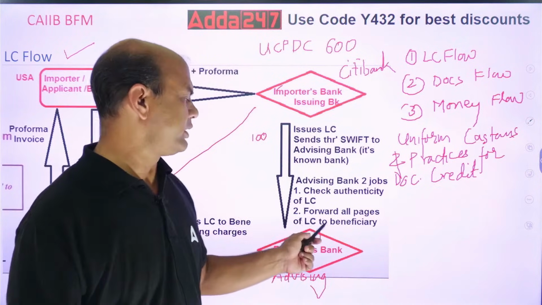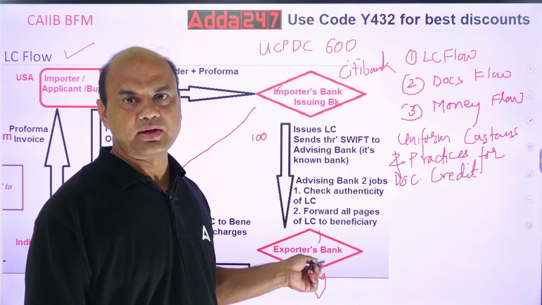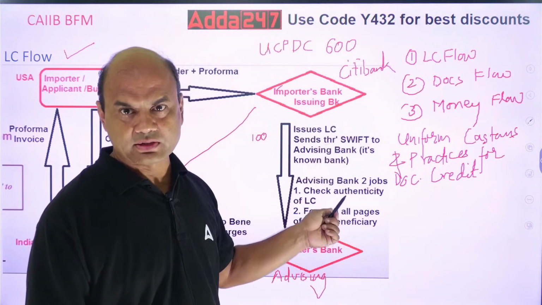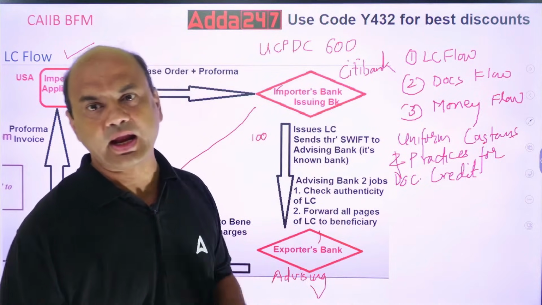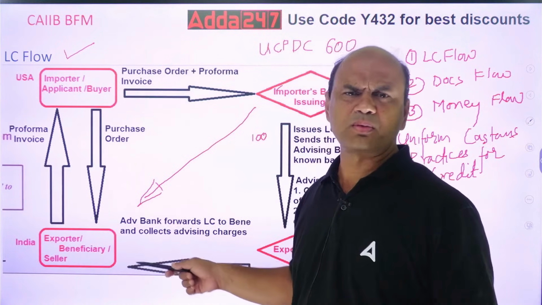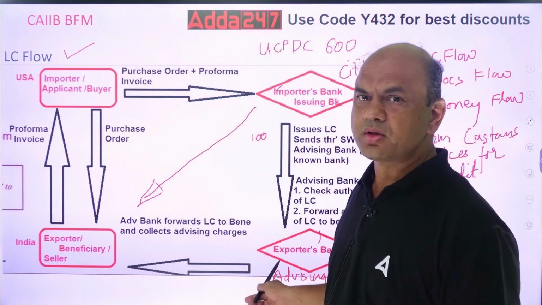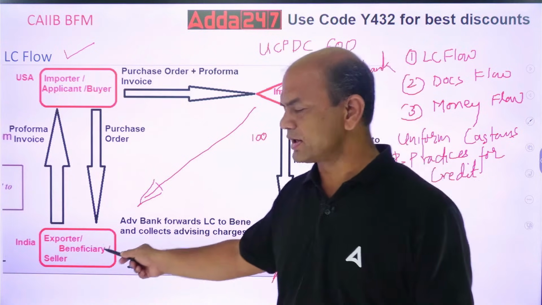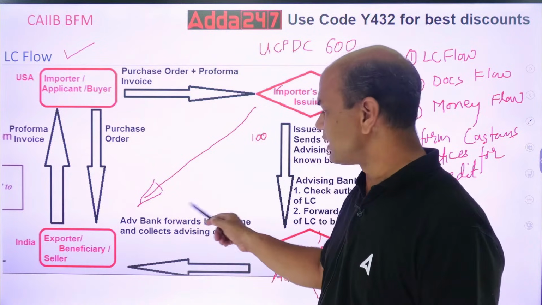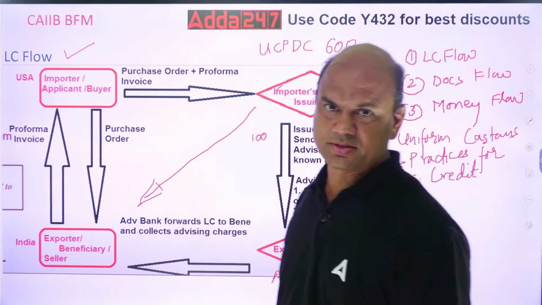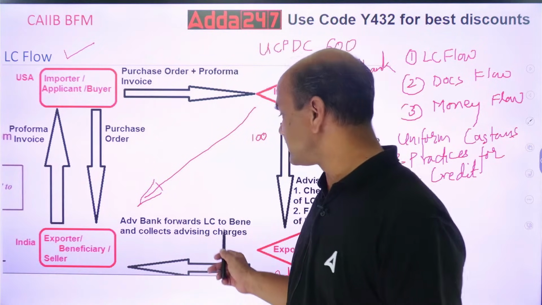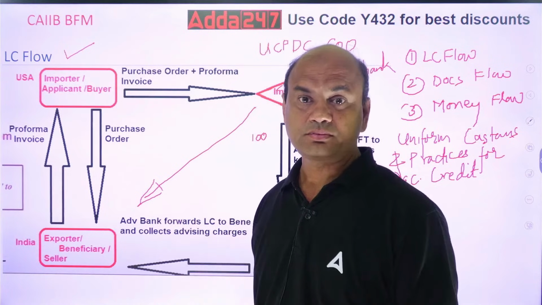So up to that point, the advising bank will take the printout of this document received through technology, SWIFT. It will then courier it to the seller. Courier, post, anything. Send it physically to the exporter. This bank will take advising charges for this. What are advising charges? Kindly note, advising charges over here means advising.